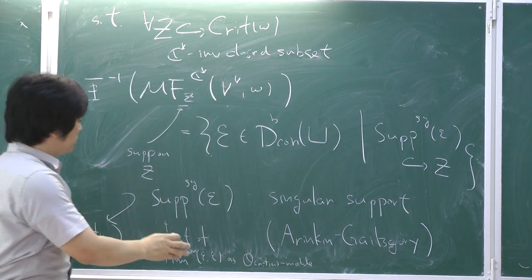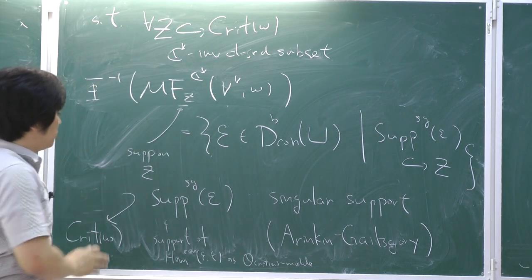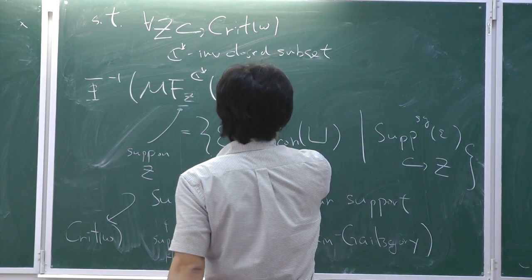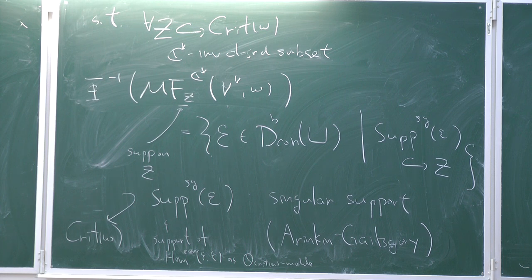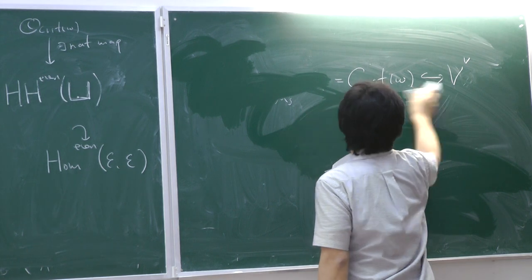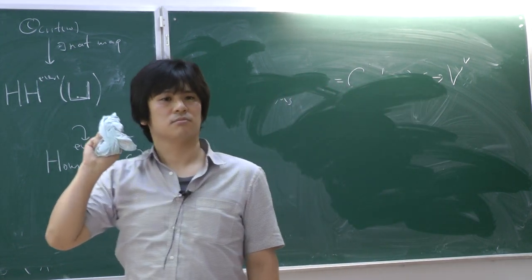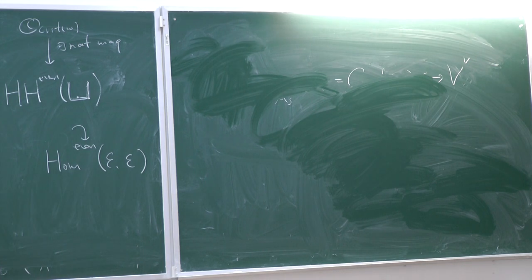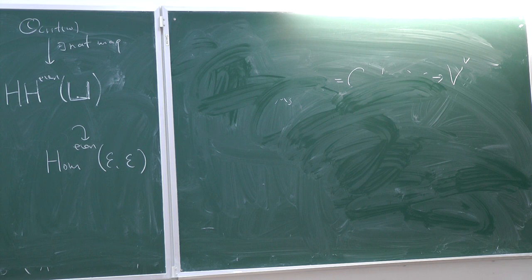So the point here is that the notion of singular support is intrinsic to the derived scheme. This is due to Arinkin and Gaitsgory's work. So we can globalize this subcategory defined in the left-hand side. Yes, you can also do this. If you only consider the compactly supported sheaves on S, compactness is not an issue.